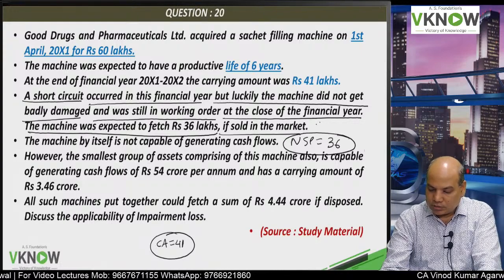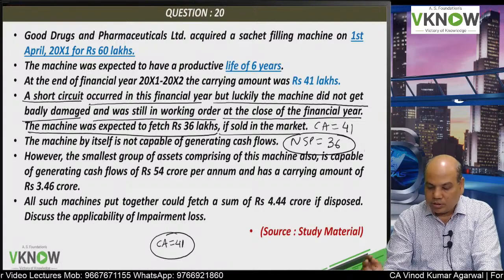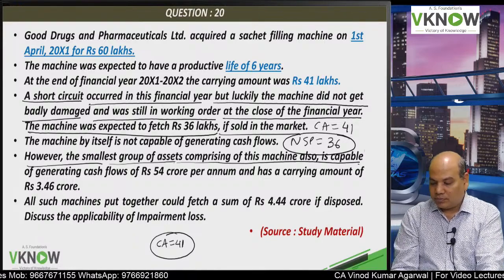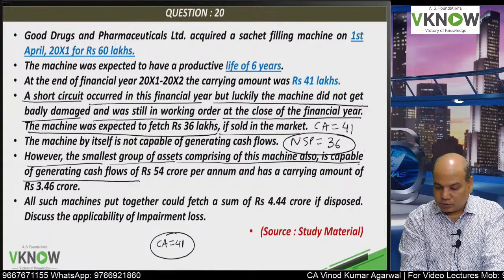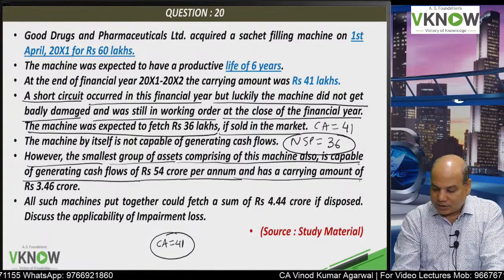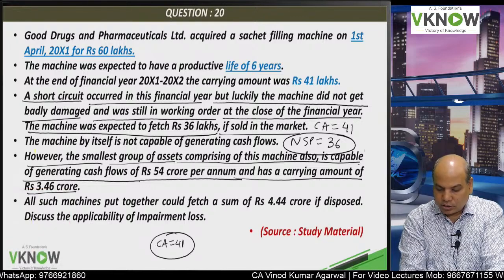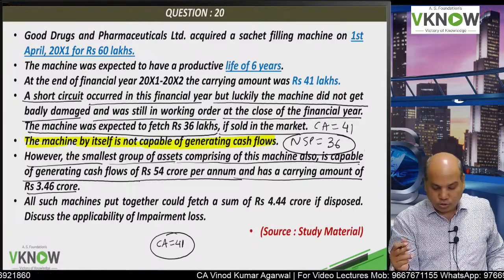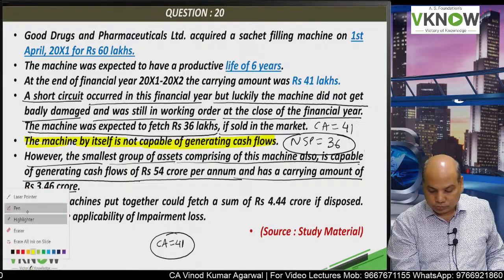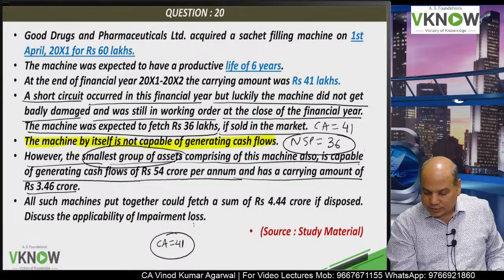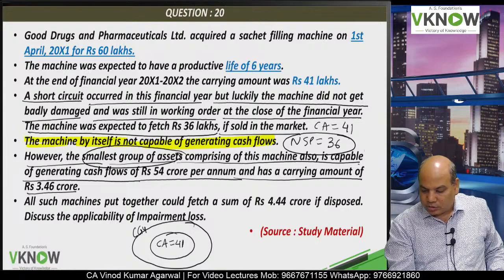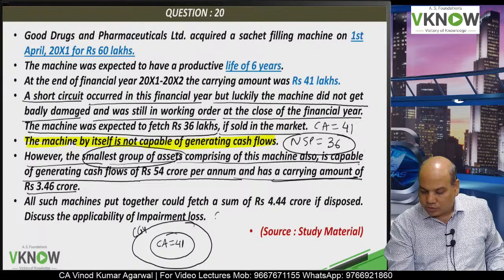Carrying amount is 41 lakh. But I need one more number. I need value in use also. However, the smallest group of assets comprising this machine is capable of generating cash inflow of rupees 50 crore per annum and has a carrying amount of 3.60 crore. The machine itself does not generate cash flow, so I can't compute value in use. I have to go to the smallest group of assets. I have to go to CGU. What is the carrying amount of CGU? Carrying amount of CGU is 3.46 crore.